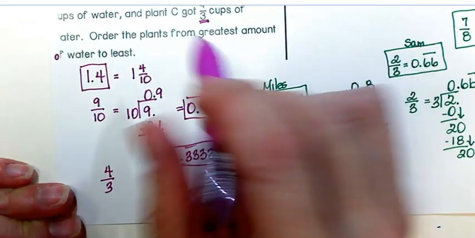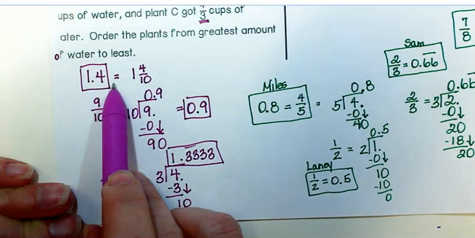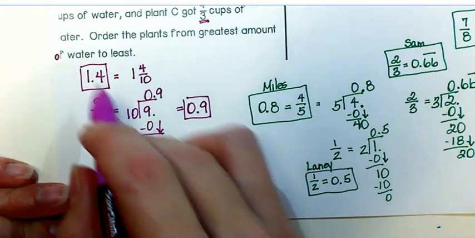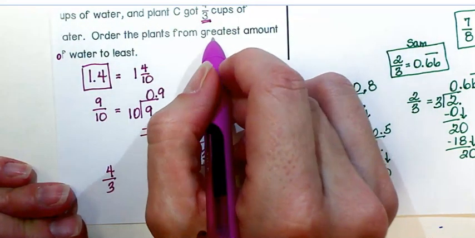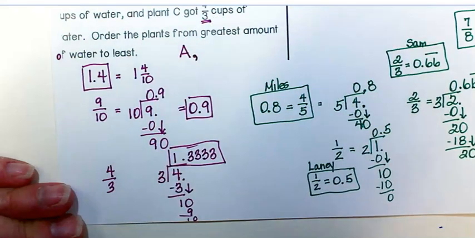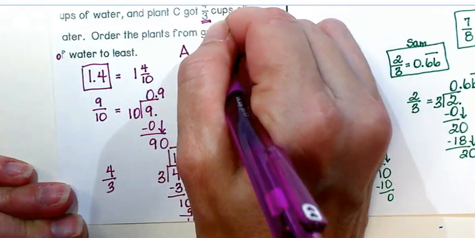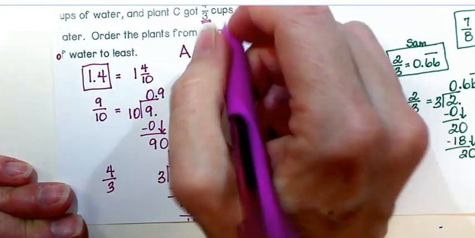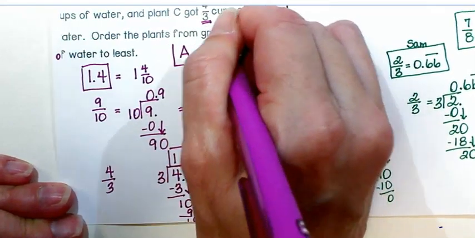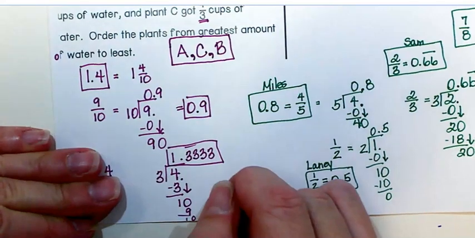All right. Order the plants from greatest amount to least. 1.4000, 1.4 beats 1.3 anything. So which one had the greatest? 1.4, plant A got the most water. Then whoever got 4/3, that's plant C. And plant B, with only 9/10, got the least amount of water. All right. So just one more time.